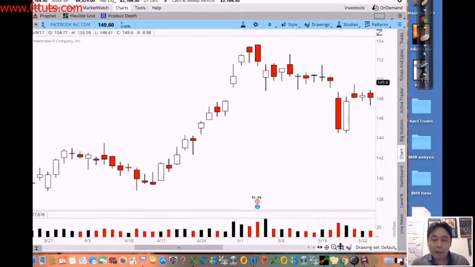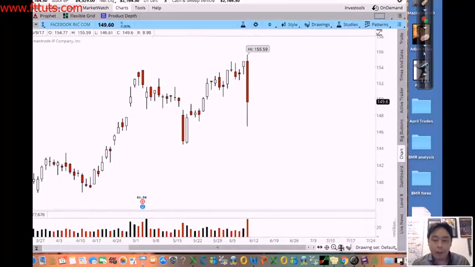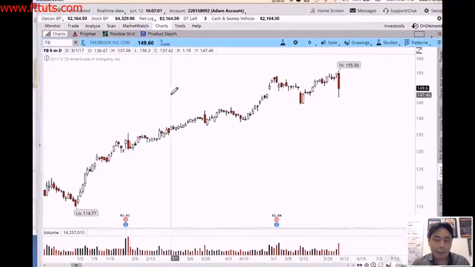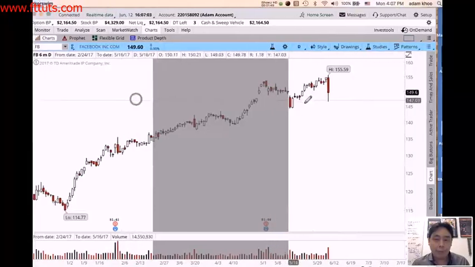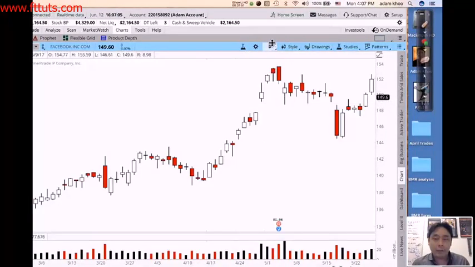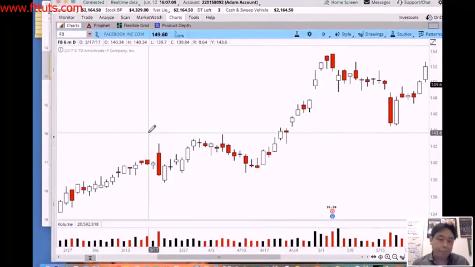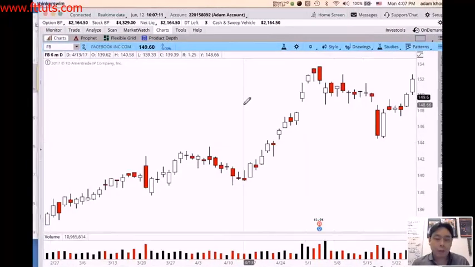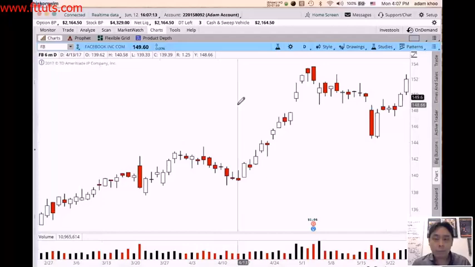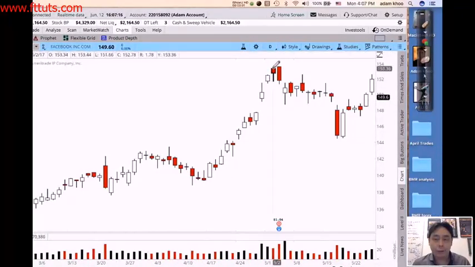Okay, and on the price chart, like I mentioned, you can look at it at different time frames. For example, in this case, we're looking at it in terms of daily candles. So usually in swing trading or in short-term trading, we use daily candles, okay?